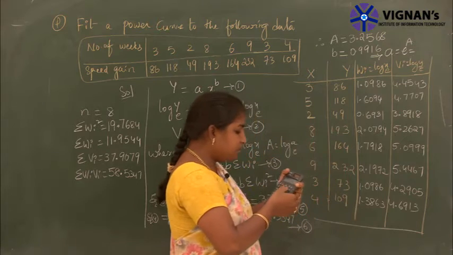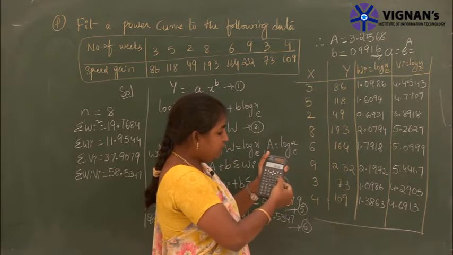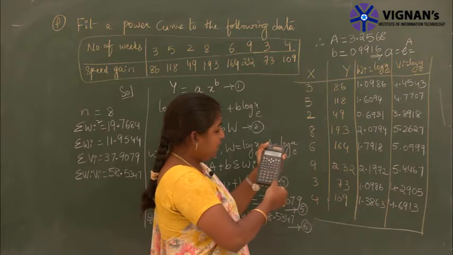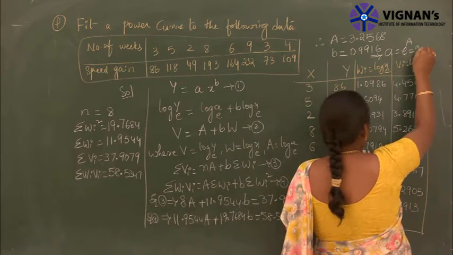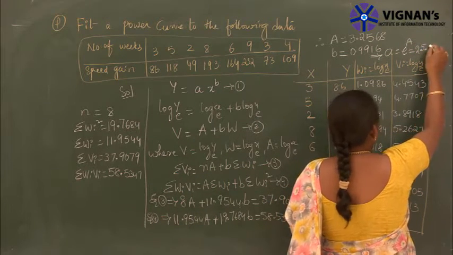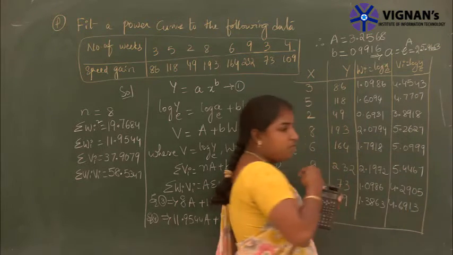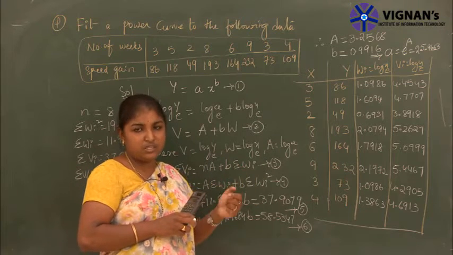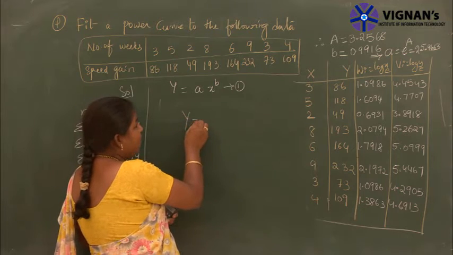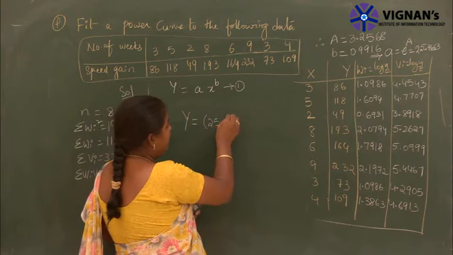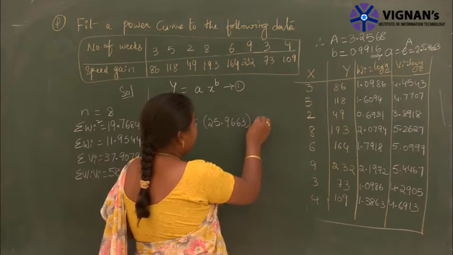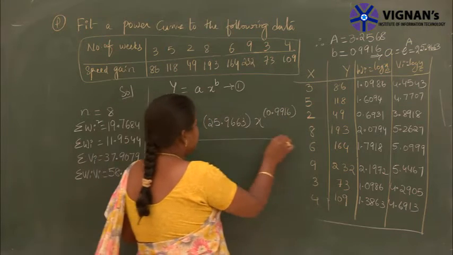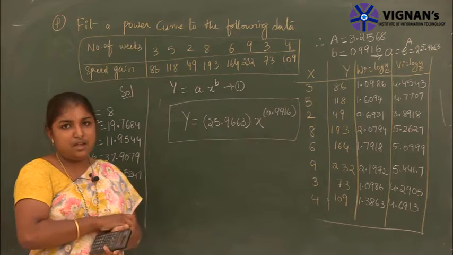That value is equal to, shift e power, that value is 3.2568 equal to 25.9663. So now we are getting small a, small b. Small a, small b values now we are substituting in equation 1. Equation 1 implies y is equal to 25.9663 into x power b, which is 0.9916. So this is the power curve for the given data.